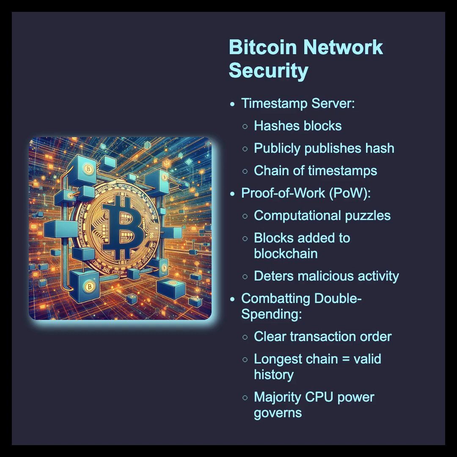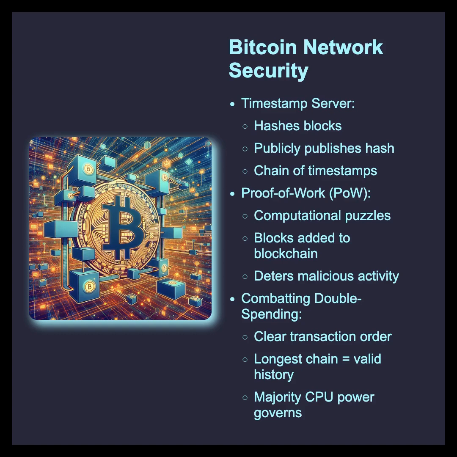Understanding the proof-of-work mechanism is crucial to grasping how Bitcoin maintains security and consensus. Proof-of-work involves solving a computationally difficult puzzle to create a new block, which is then added to the blockchain. This process, known as mining, requires substantial computational power and acts as a deterrent to malicious activity. To alter a block, an attacker would need to redo the proof of work for that block and all subsequent blocks, which is practically infeasible.